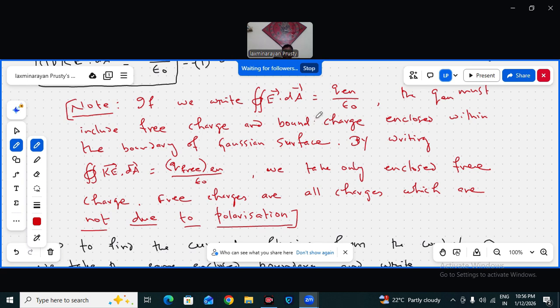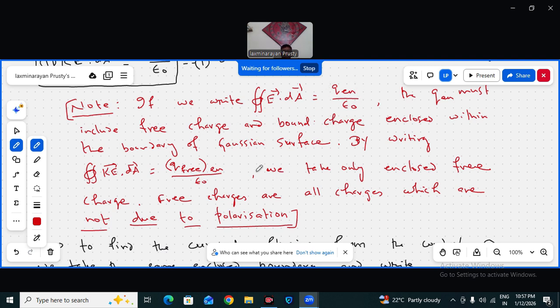The topics in the important discussion on the electrostatics, lecture 1. You can see that. What is free charge, bound charge? So free charge means the charge which is not due to polarization, and bound charge is the polarization charge. So both have to be included in this Q enclosed.